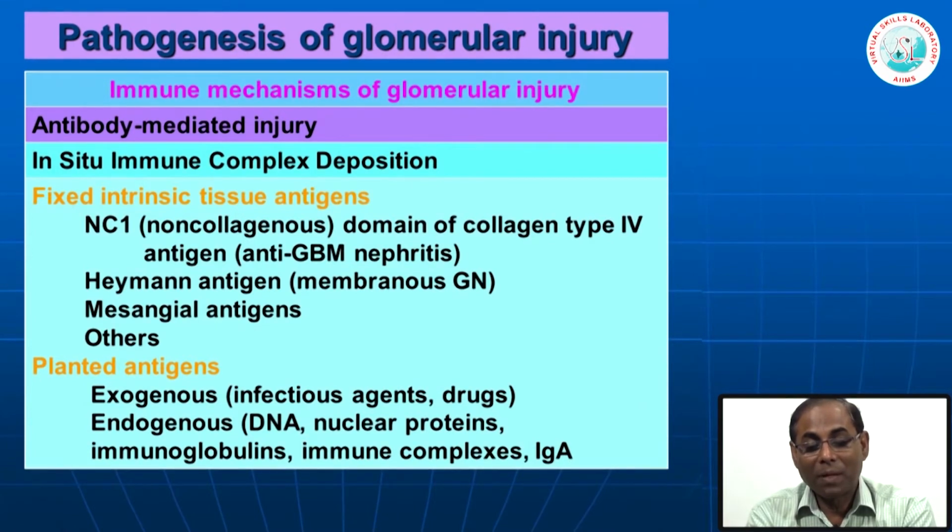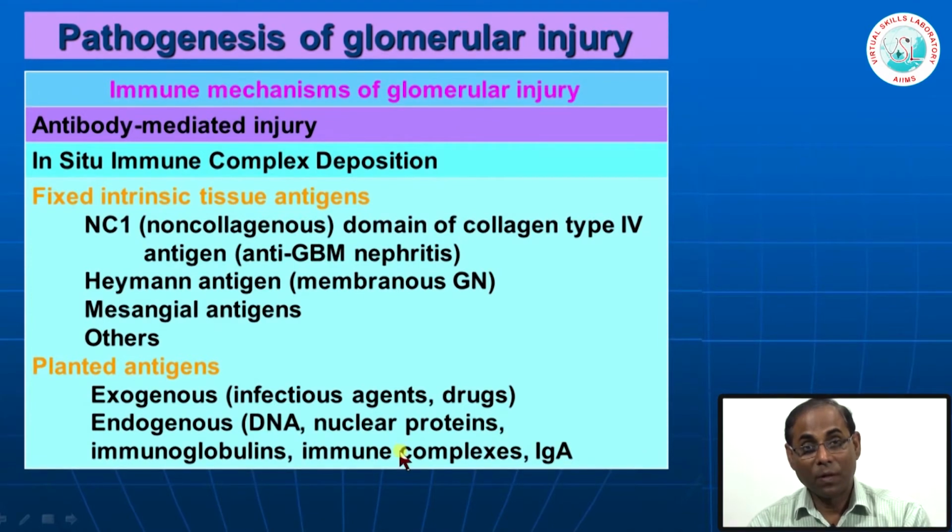And Heymann antigen membranous glomerulonephritis is the animal version of this glomerulonephritis. Now there may be a mesangial antigen, and recently we have described the phospholipase A2 receptor antigen and antibody against that, which is very important for the pathogenesis of membranous glomerulonephritis. Then there may be planted antigen also, like an exogenous infectious agent or drug, like hepatitis B viral infection. You can have hepatitis B viral antigen planted in the glomerular capillary wall, which can lead even to membranous glomerulonephritis. Now endogenous antigen may be there, like DNA, a nuclear protein.